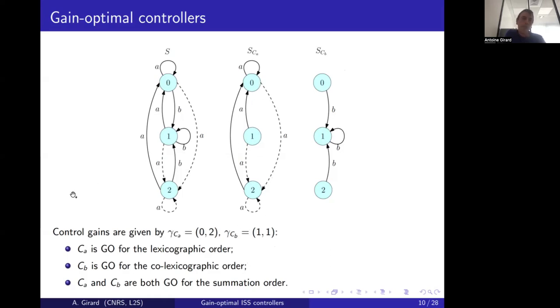And we can show that the controller that always outputs A is gain optimal for the lexicographic order, so it optimizes the nominal cost, while CB is gain optimal for the colexicographic order, so it optimizes the worst case behavior. But now if we look at the summation order, then they are both gain optimal, because you can check that the sum of the two values is equal. So if you consider the summation order, these two controllers are just as good as far as this order is concerned.